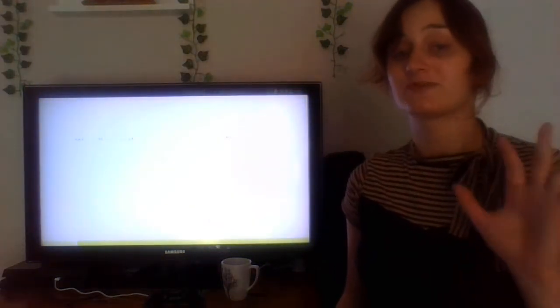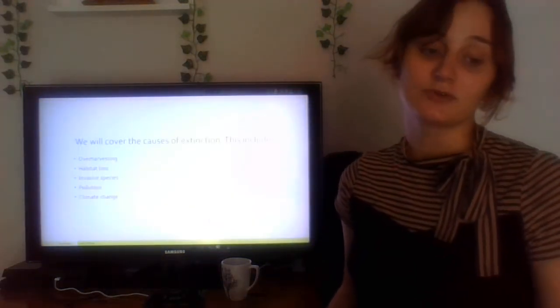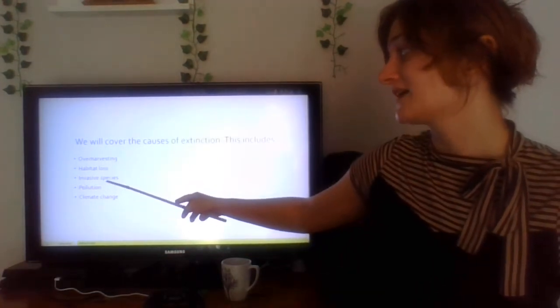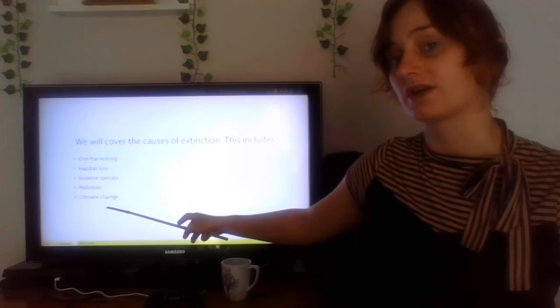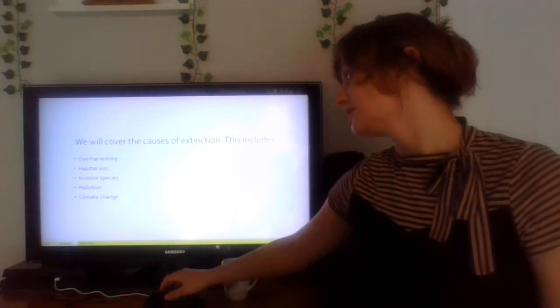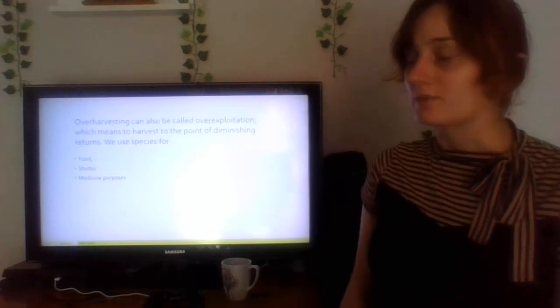Species extinction includes 5 topics. So this includes overharvesting, habitat loss, invasive species, pollution, and climate change. And we'll just go into each of these and discuss what they're about, and at the end we'll discuss what we can do about it.